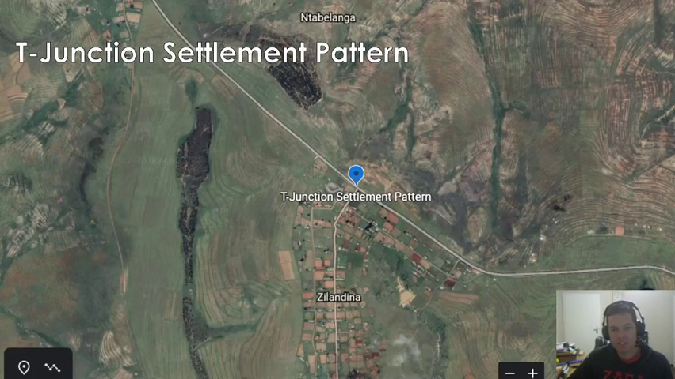Then a T-junction is fairly self-explanatory. It's where you have two roads joining at right angles. And in this case, a little settlement has sprung up where the one road meets the other, and this little rural settlement has sprung up quite nicely over there.